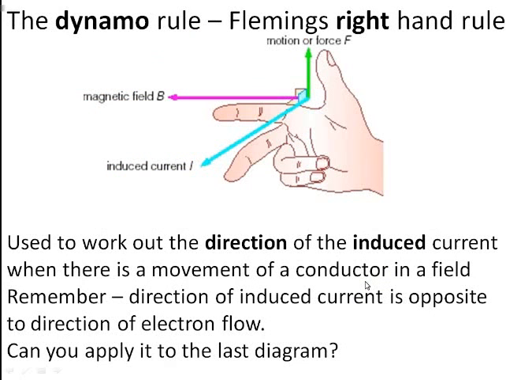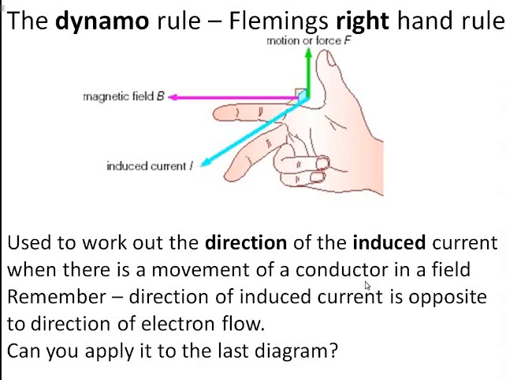So there is another rule. Some students don't particularly like to remember both because they get confused, but if you want to work out the direction of the current, as just mentioned, you can use what's called the dynamo rule, or Fleming's right hand rule. It's obviously using your right hand, and this works out the direction of the current when there's a movement of a conductor in a field.